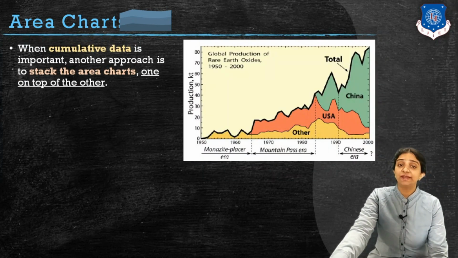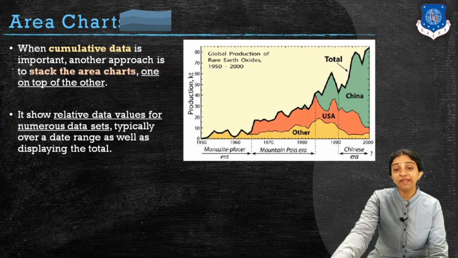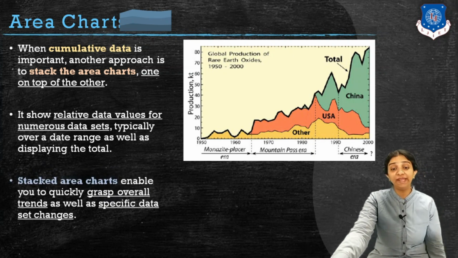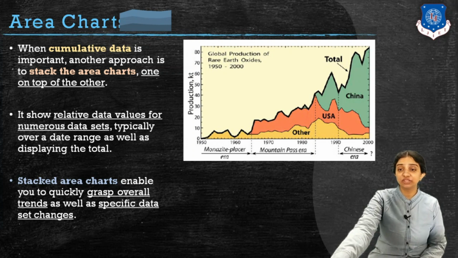When cumulative data is important, another approach is to use stacking with an area chart. One area chart is placed over the top of another. So relative data values of various data sets are displayed over the total. Here the stacked area chart enables us to quickly grasp the overall trend as well as specific data change.